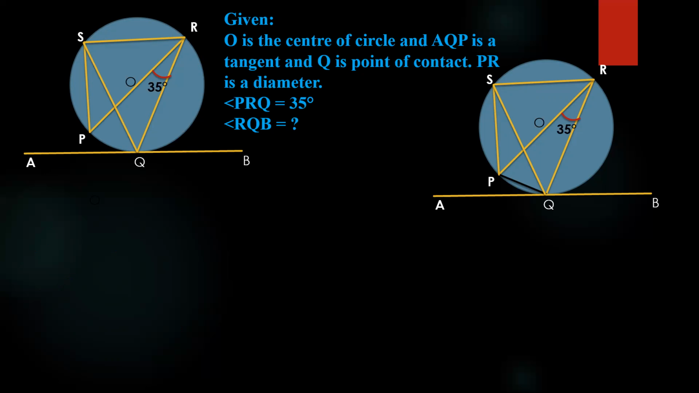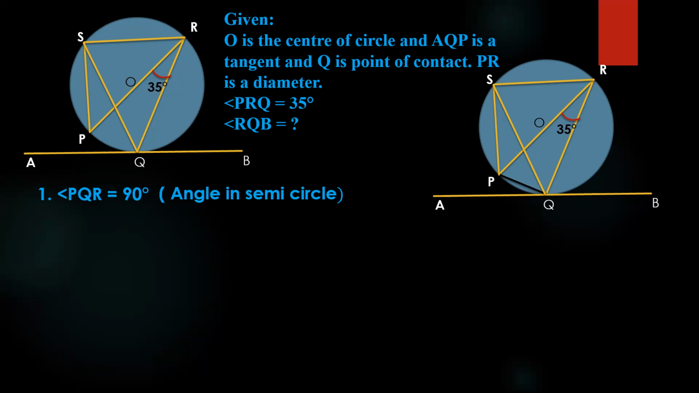See, as soon as I join P and Q, remember PR is the diameter, passes through the center. As soon as I join P and Q, then what will happen? Look at here. Angle PQR will be equal to 90 degrees, right? Because PR is the diameter and PR divides the whole circle into two parts. In the lower part, semicircle, PQR is formed. So that is called the angle in a semicircle, right? So PQR is 90 degrees.